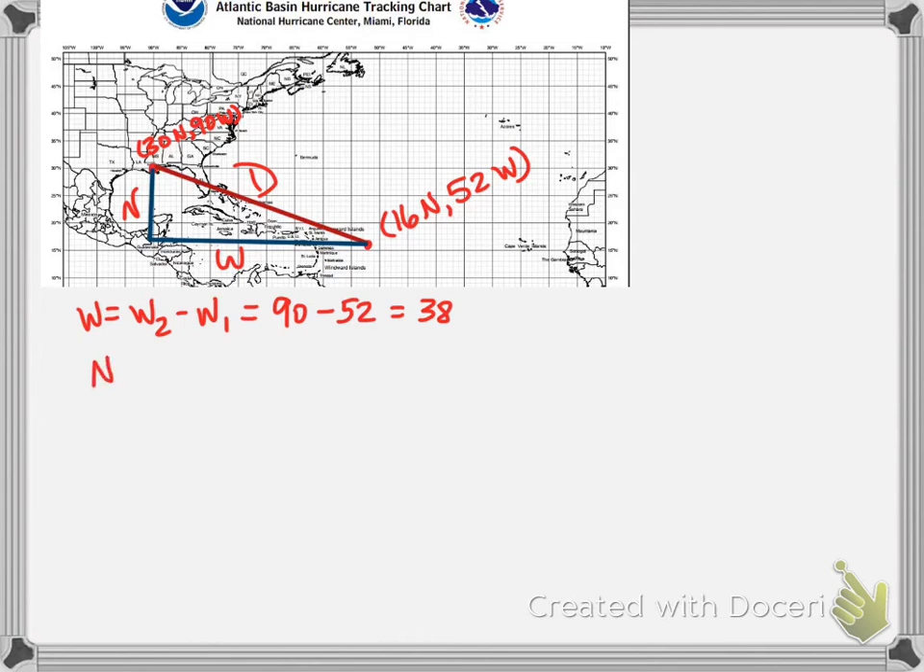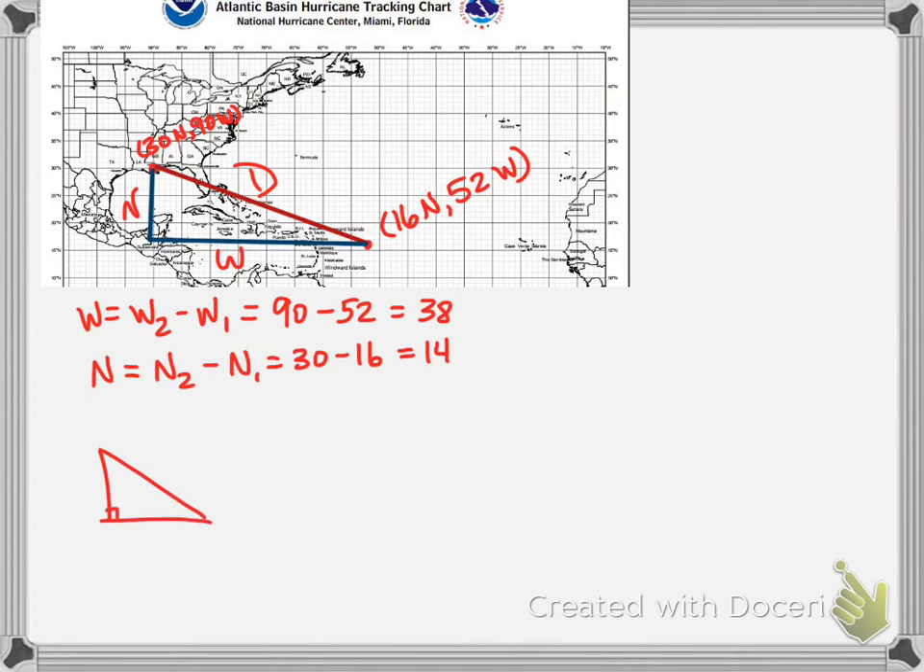Okay, our north coordinate, we do the same thing. We do the second north point minus the first north point. So our second north is 30. Our first north is 16. And 30 minus 16 is 14. Okay, so we have our two sides. Now we just have to plug this into our triangle.